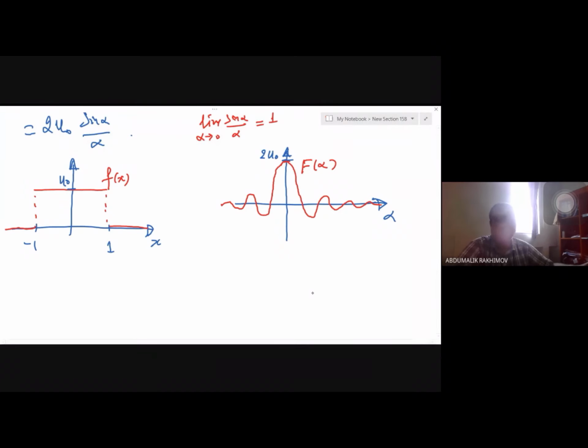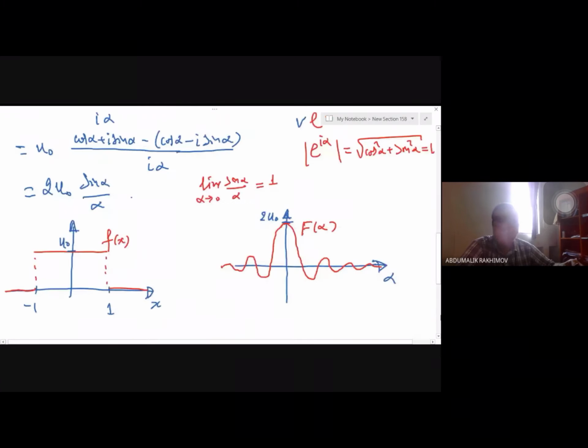Now, what is the relation between this transformation and derivatives? We must know this because we want to apply this transformation for the solution of PDEs, right? So now, let's say we finish with this exercise, okay, example.